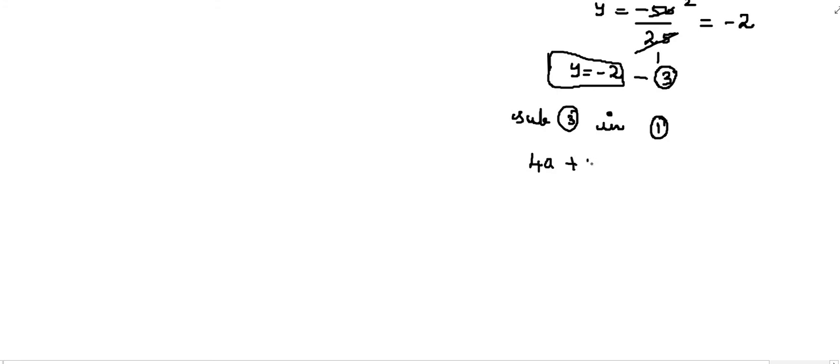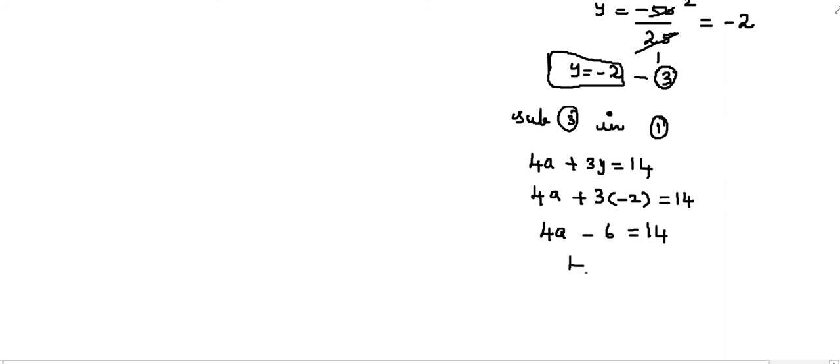4a plus 3y is equal to 14. That is my first equation. 4a plus 3 into y, which is minus 2, is equal to 14. So I will have 4a minus 6 is equal to 14. 4a is equal to 14 plus 6. So 4a is equal to 20. So I will have a is equal to 20 by 4, that is 5.